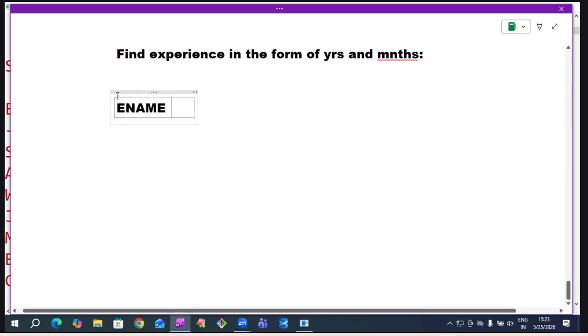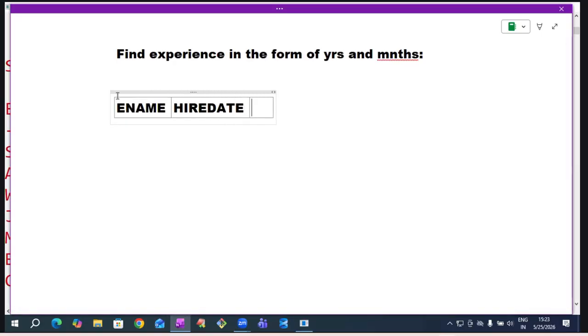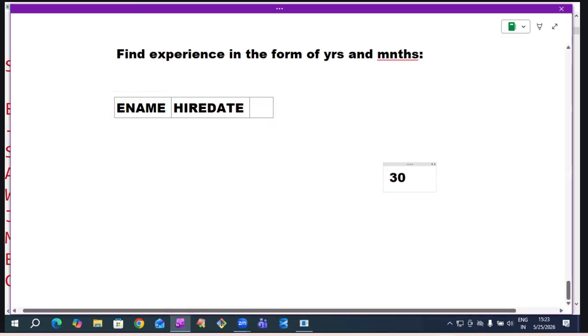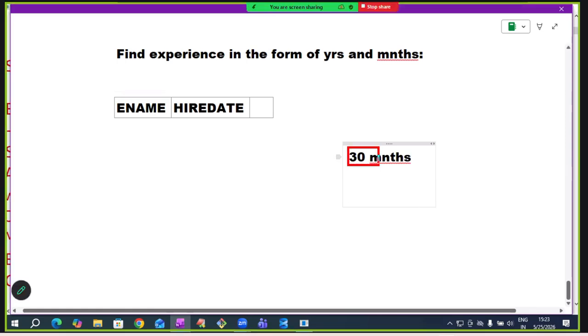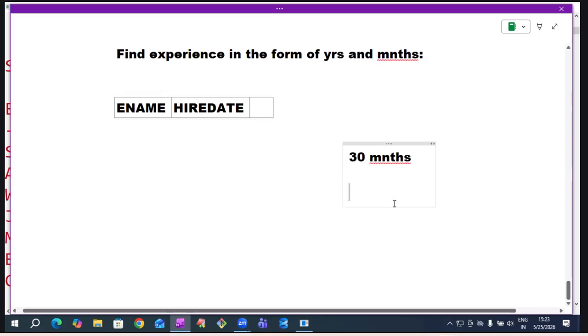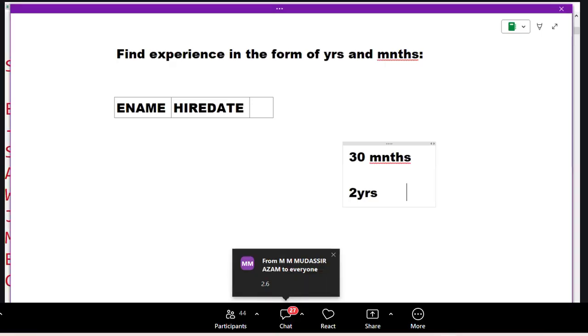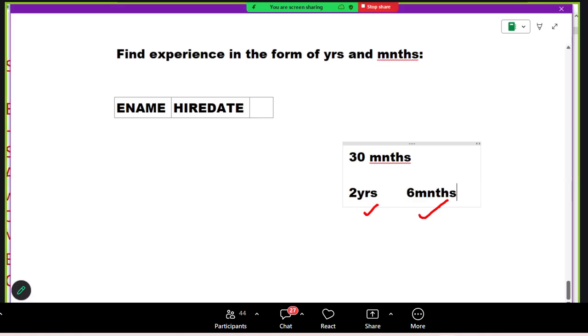Suppose one employee has 30 months experience, sir. 30 months experience means how many years experience? 2 years. About 2 years, how many months? 6 months. 2 years, 6 months experience. So I want to get output like this. 2 years, 6 months experience. I want to find experience in the form of years and months. This is my requirement. Did you understand the question?